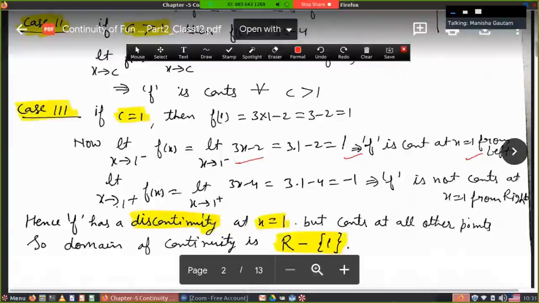When you put from the right hand side, that will be the 3x minus 4 function. Put the value of 1 here. We are getting 3 minus 4, that is minus 1. The function is not continuous at x is equal to 1 from the right hand side.